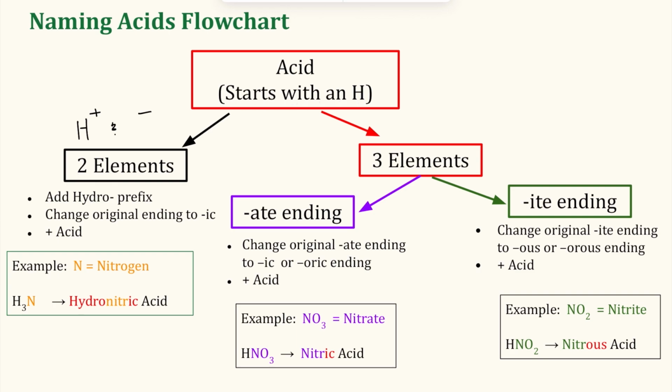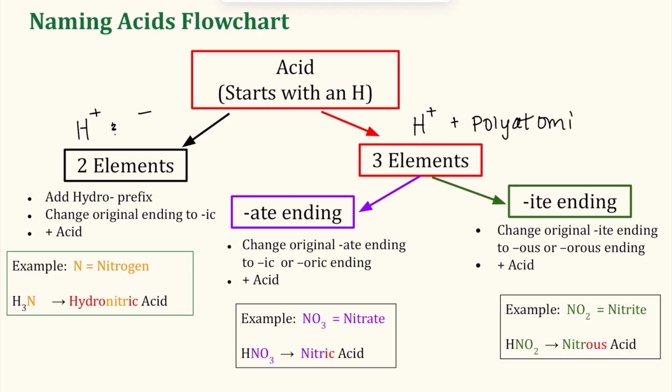We have 2 elements, hydrogen and nitrogen. Then we take that nitrogen, we add a prefix of hydro. So hydro, we take the root of that and change the ending, so nitric, and then acid on the end. So anytime we have just 2 elements, hydrogen and one other nonmetal, forming that acid, then we are going to follow this naming process. If we have a polyatomic, then we're going to have some hydrogen ion that is forming a compound with a polyatomic.